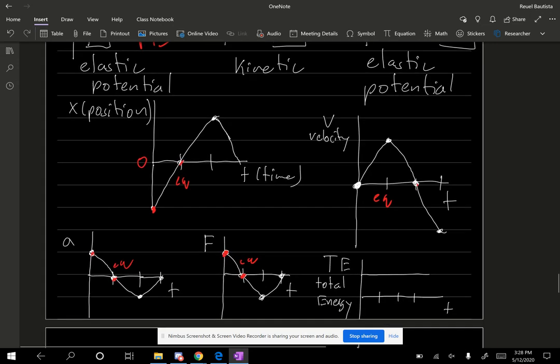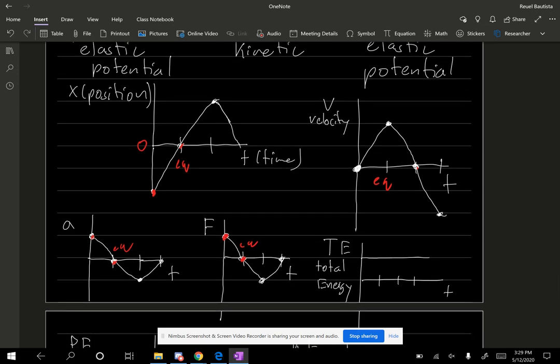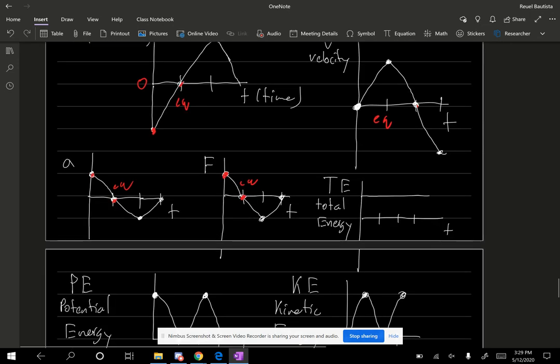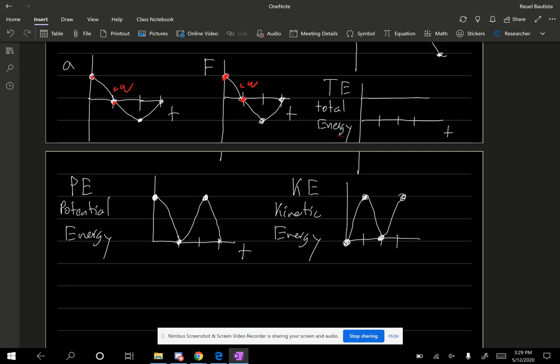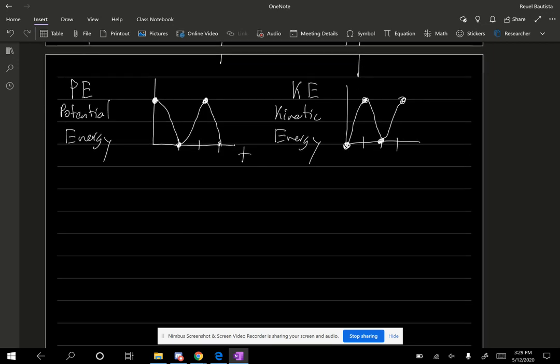What you should take note of from these graphs is that I only drew parts of the graph, but the pattern will be continuous, forever and ever. The other thing is a total energy versus time graph. Know that the total energy does not change, right? Remember, energy is conserved, so the total energy is going to be the same throughout. The only thing that changes is what kind of energy it is, right? So here I have potential and kinetic.